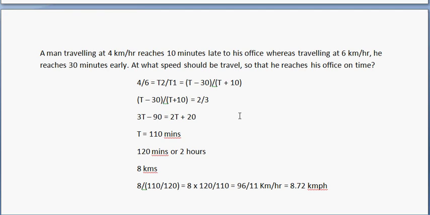In the next session what we would do is we would cover the concept of relative velocity, relative speed rather, and also see the questions on the cases which we have listed above.